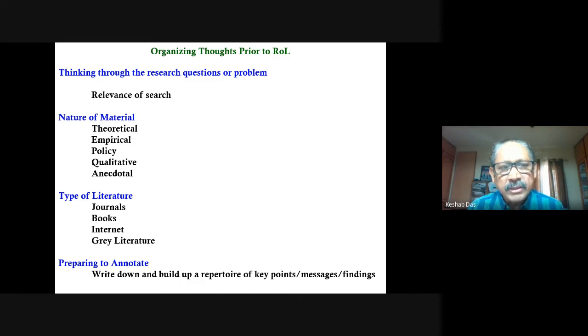And so this is the material that we are referring to. It could be theoretical, empirical, policy related, qualitative, anecdotal. In the beginning, I think it's very important that you have an open mind. Very often people think that only certain kinds of published sources are going to be used, like journals, books, and the internet, for instance. But there is also a whole world of what we will describe as gray literature, about which I'll be telling you now.